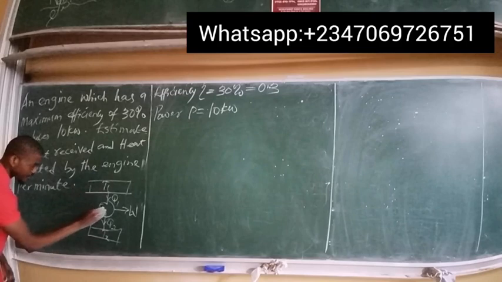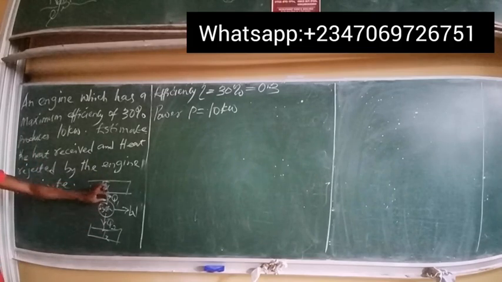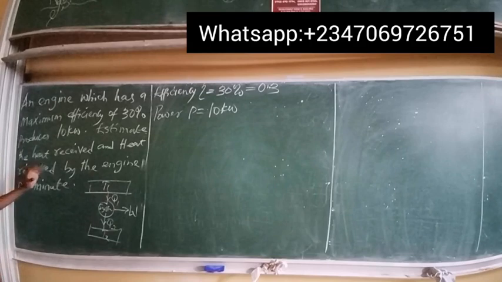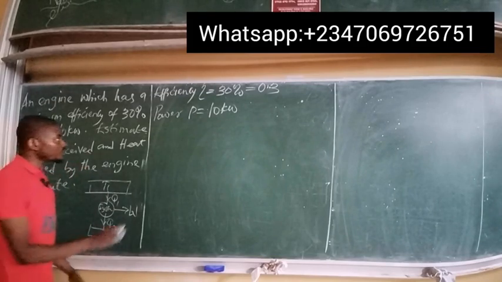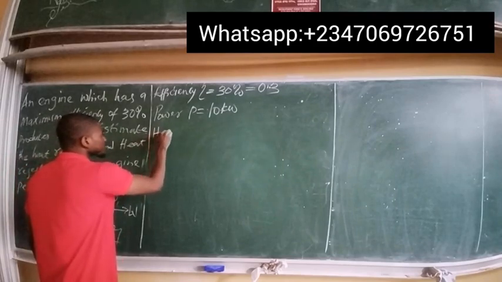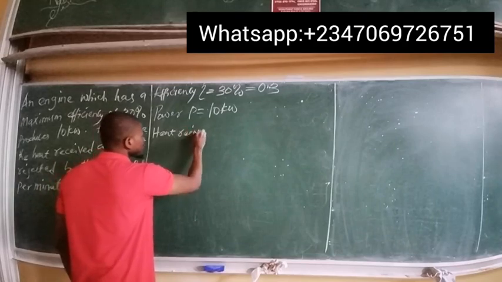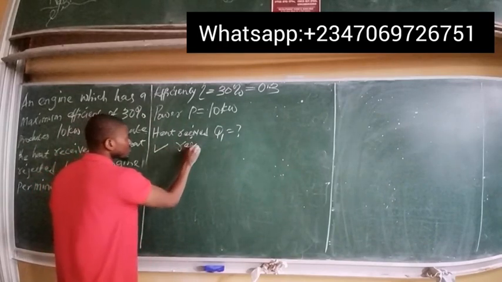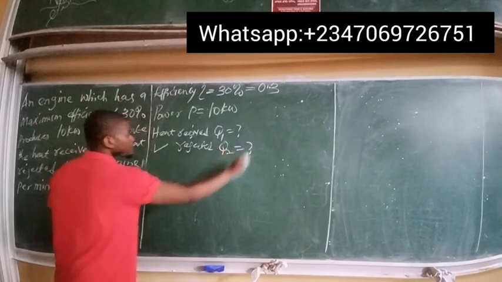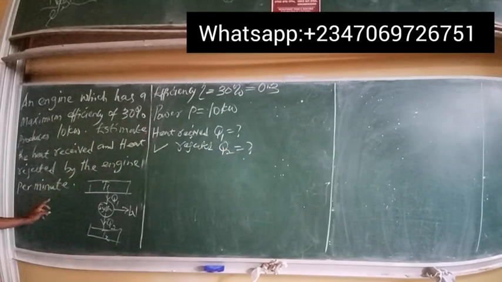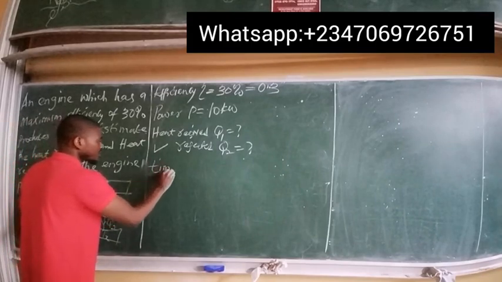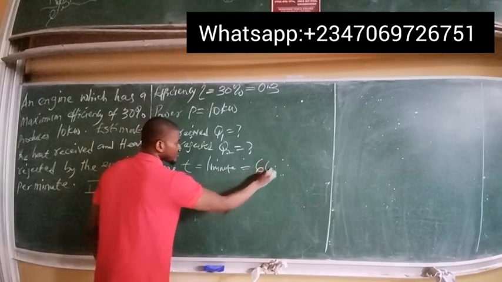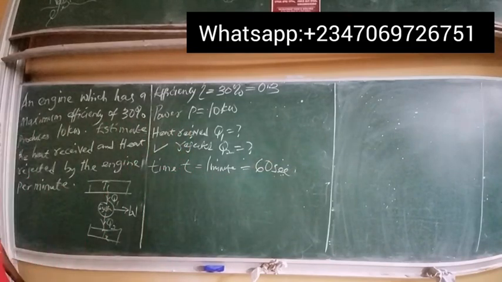So the heat that comes into this system is the heat received, and the heat that goes into the cold temperature reservoir is the heat rejected, which is Q2. So the question is asking us to find the heat received and the heat rejected. We are looking for heat received, Q1, unknown, and heat rejected, Q2, also unknown. This is the heat received by the engine per minute. We are given the time, T, as 1 minute, and 1 minute is equivalent to 60 seconds.